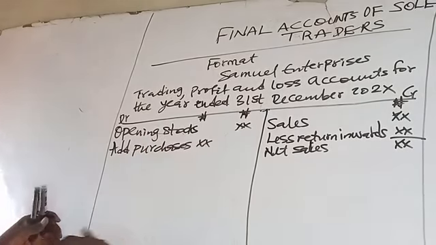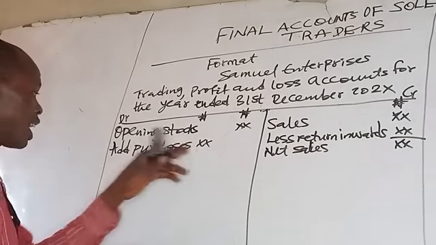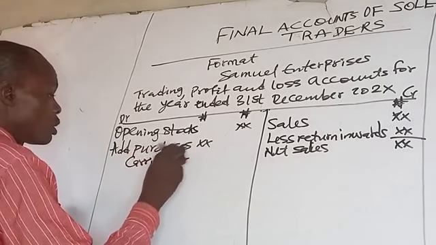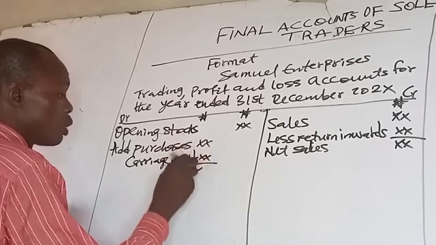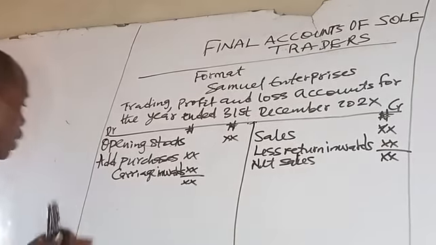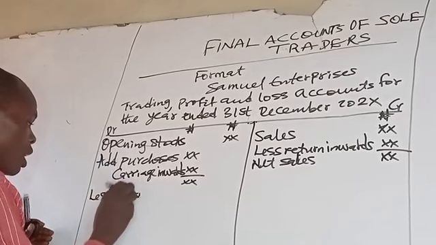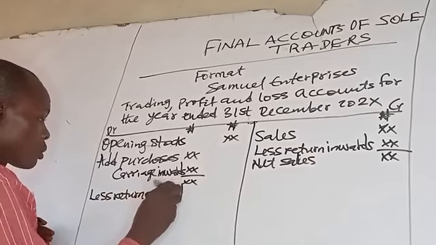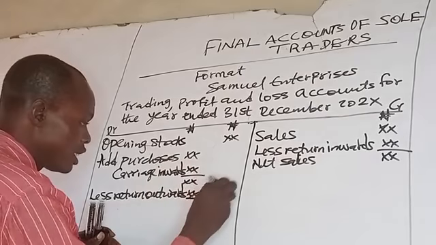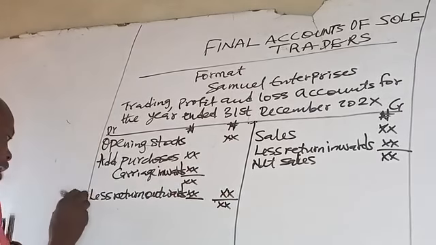Purchases. In my earlier explanation, I've told you that when you have carriage inwards or carriage on purchases, that has to be added to purchases. So you add carriage inwards or carriage on purchase. After the goods have been bought, you discover that some of them are bad, so you return them. So you have return outwards. Less return outwards. When you subtract your return outwards from purchases, you arrive at this. If you add this to your opening stocks, you arrive at cost of goods available for sales.